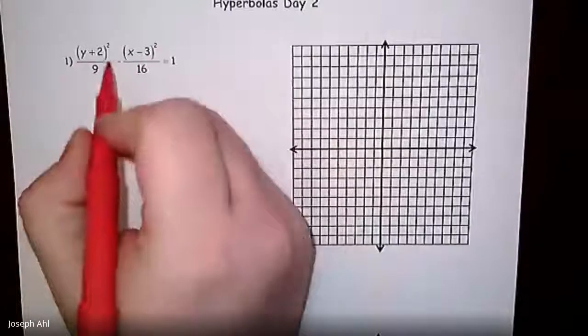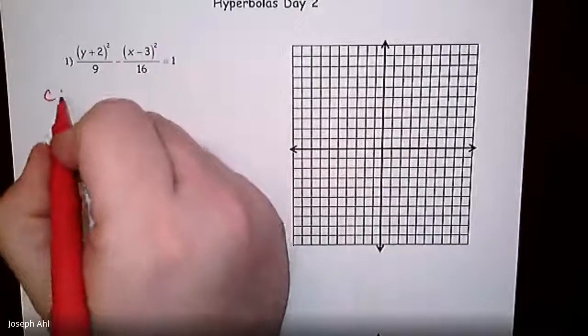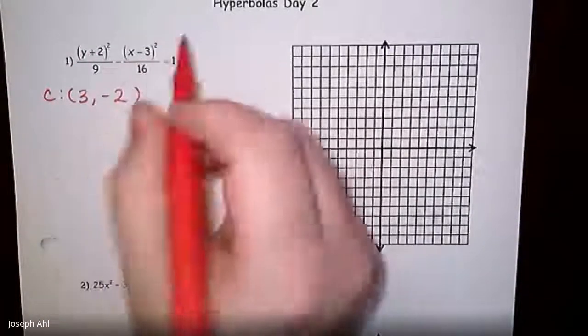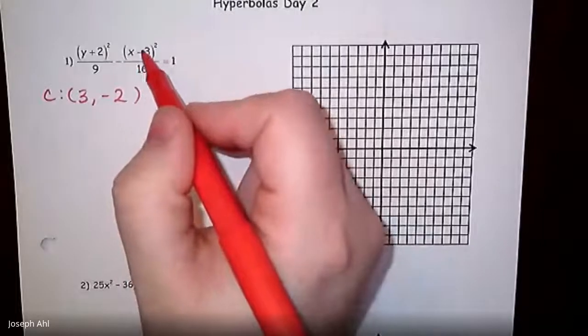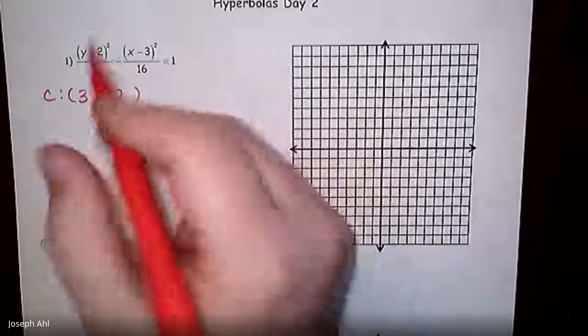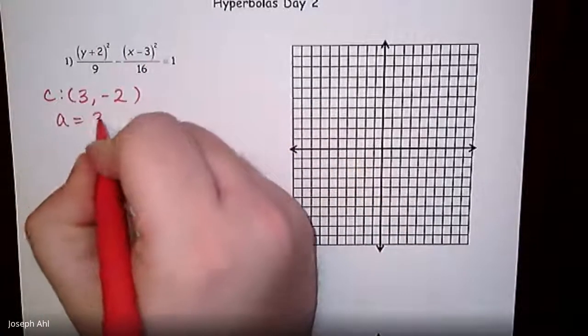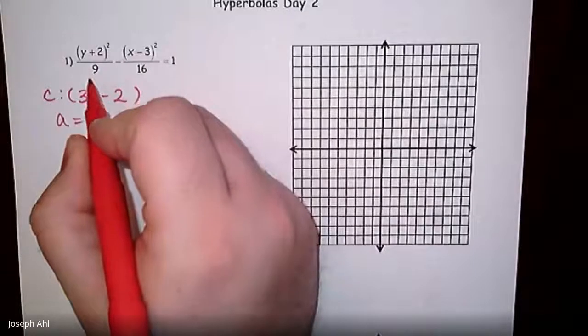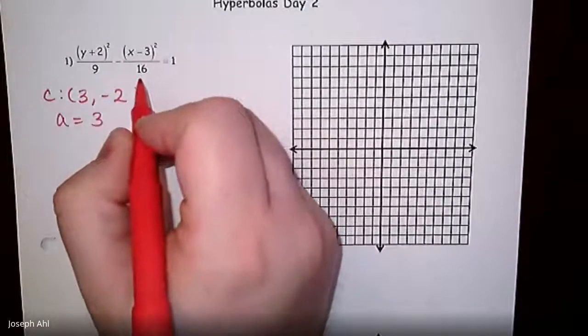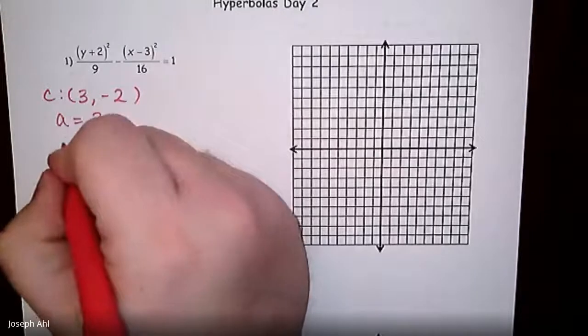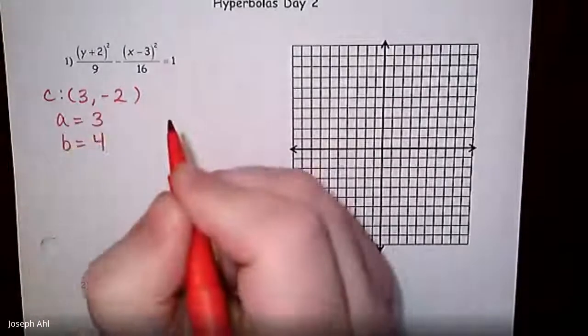So the center of this one's going to be at 3, -2. Just be cautious that you make sure you get the x value of the center from the x's. The value of a is 3. A is always first in these, right? Not because it's the biggest number. So we just have to make sure we keep that separate. B is going to be 4.